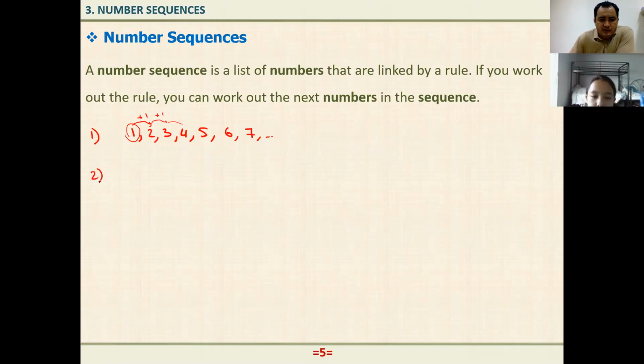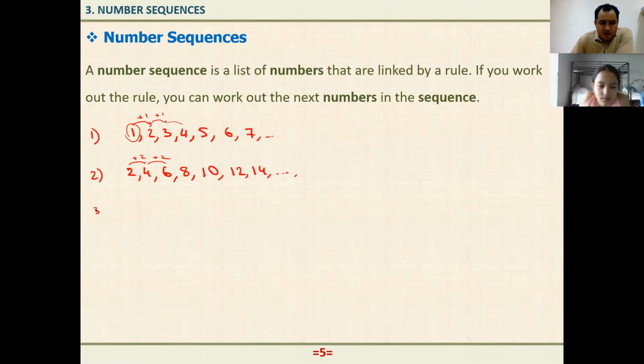So next example is, how about this one? 2, 4, 6, 8. What is the next number? 12? No, 10. It is 10. And next term is 12, right? Next term is 14, and it continues. So now immediately, as you see here, you can see the pattern, right? Here we start with 2, and to get the next term, we should just add 2.